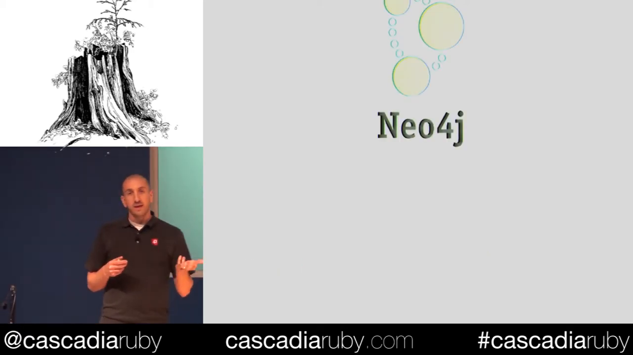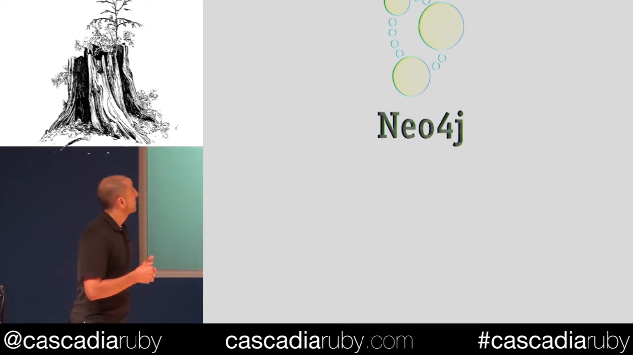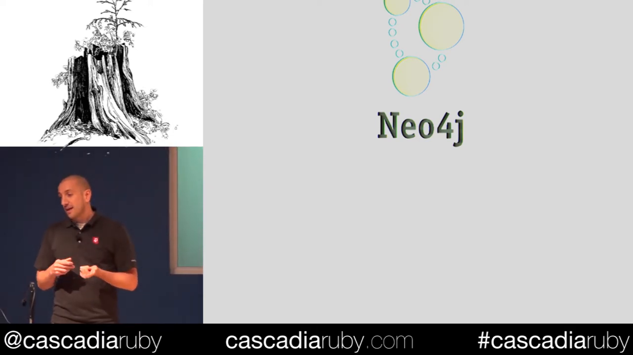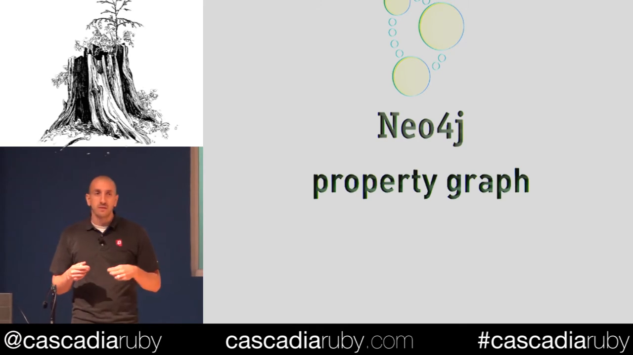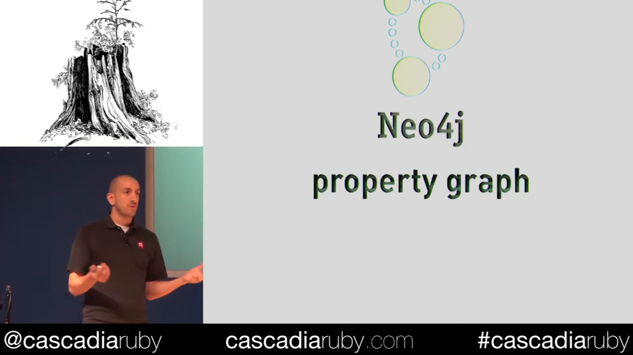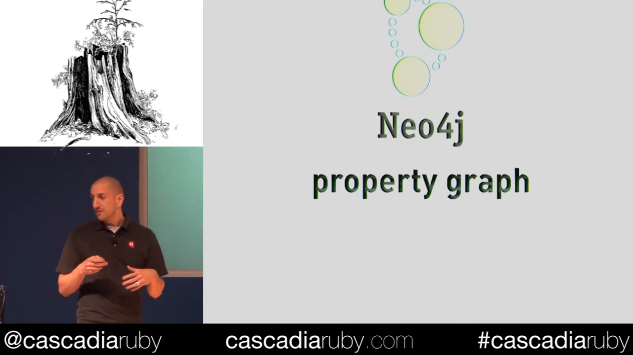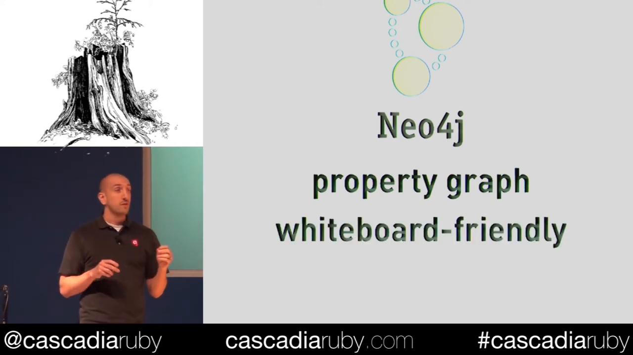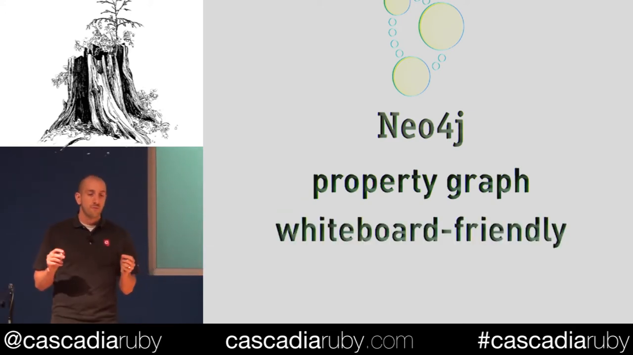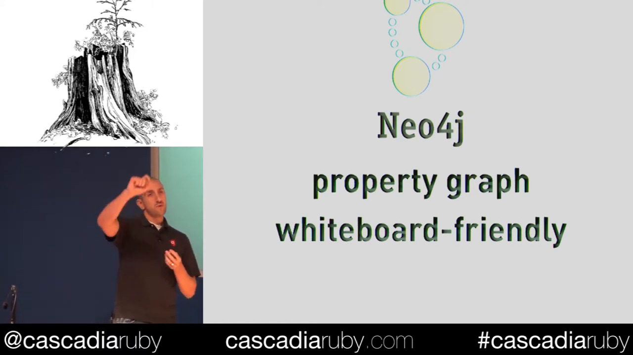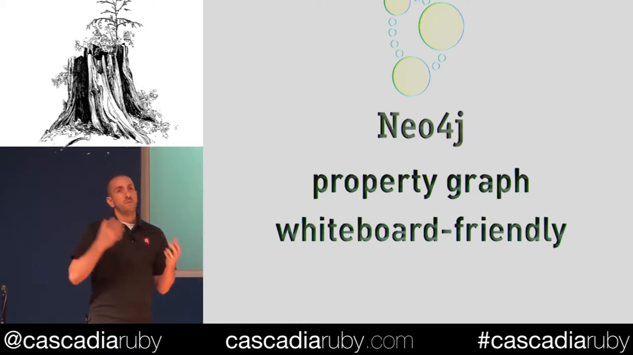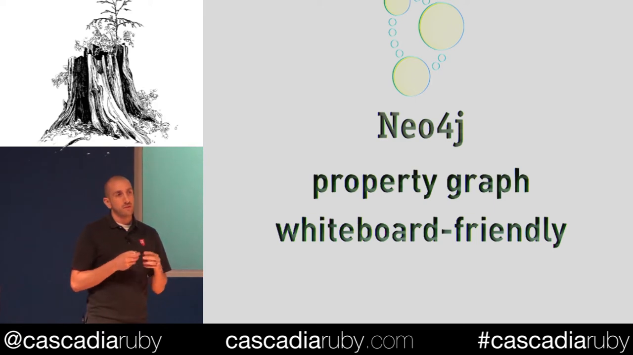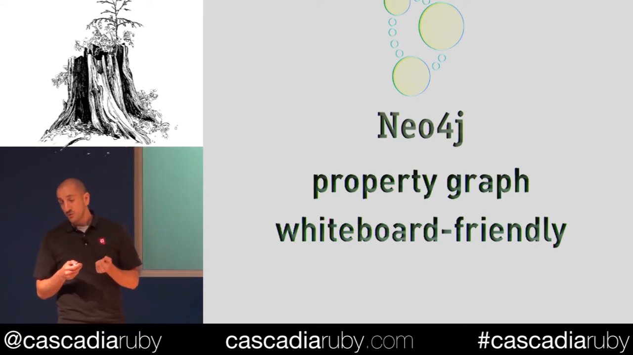And of course, in came Neo4j. The J is for Java, and it's a property graph. Again, it's nodes and relationships and properties on both. It's perfect for complex, highly connected data, right? So that's why they call it whiteboard friendly. Basically what they say is, if you can draw it on a board, then you can represent it and capture it in the database and store it that way, which is pretty cool.